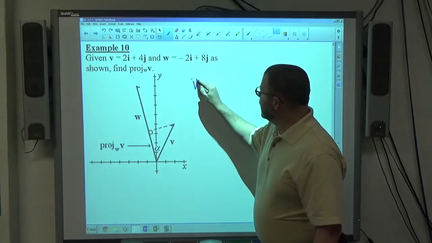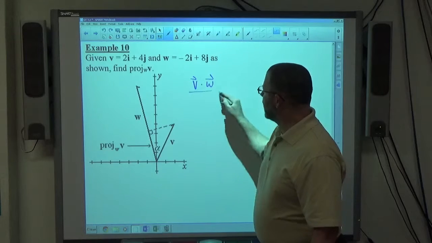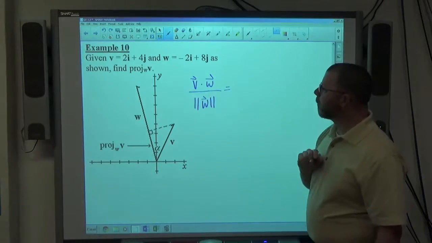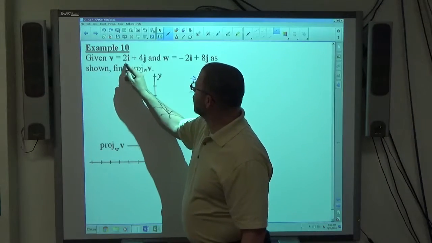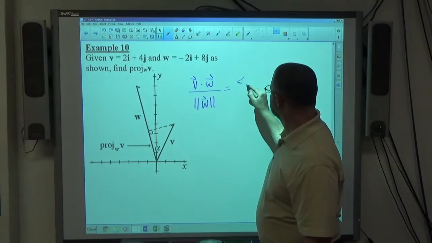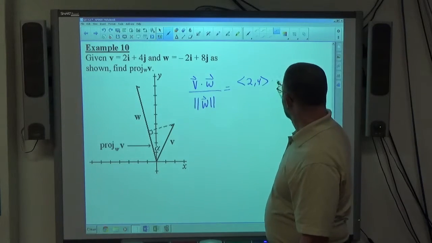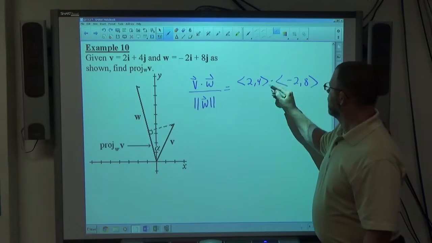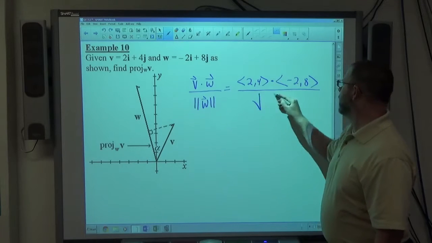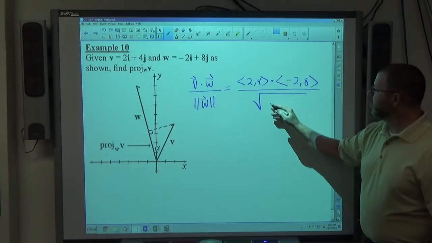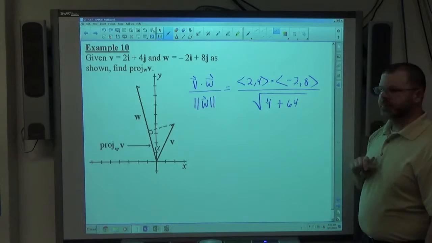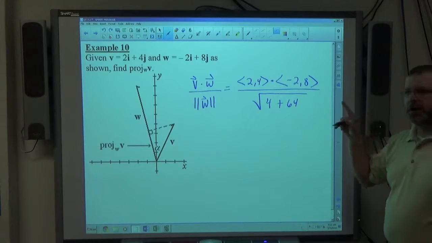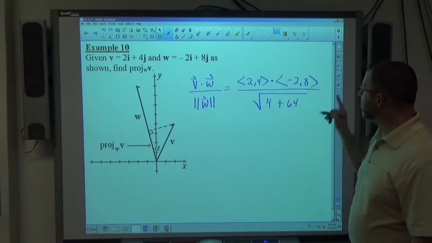If I do V dot W over magnitude of W, that is my formula. Vector V components are 2, 4. Vector W components are negative 2, 8. And for magnitude W, I'm going to do the square root of, and then I square both of these pieces. So 2 squared is 4, 8 squared is 64. Then I just do the dot product on top, simplify the radical if possible.